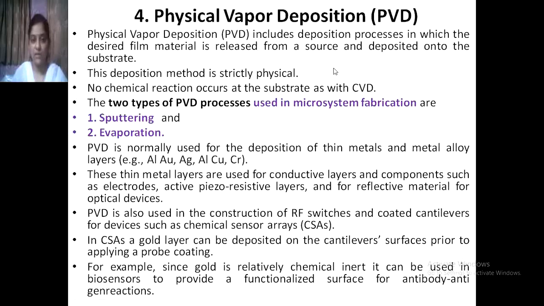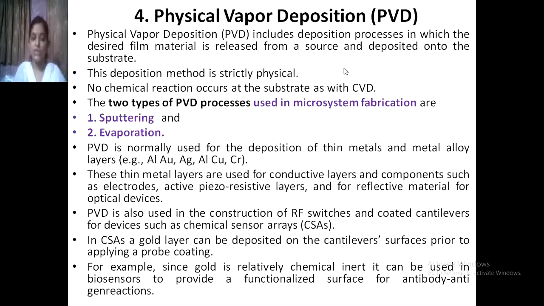So let us start today's session with the next point from chapter number 3, that is physical vapor deposition. Physical vapor deposition includes deposition processes in which the desired film material is released from a source and deposited onto the substrate.